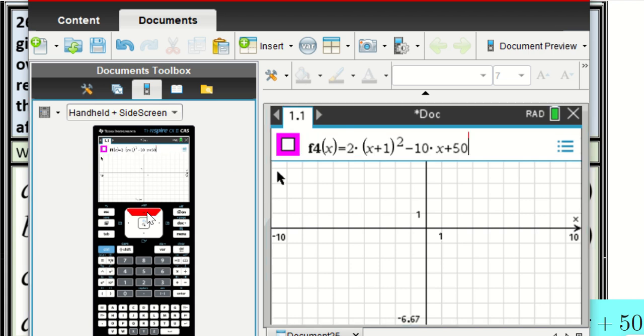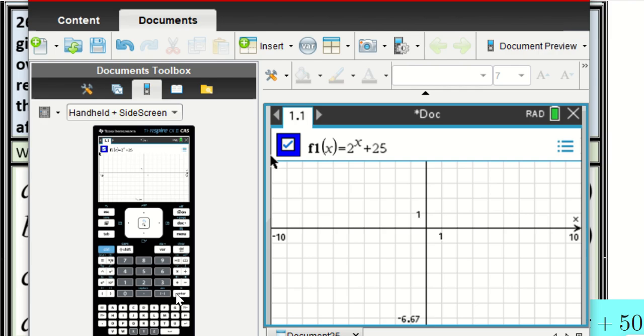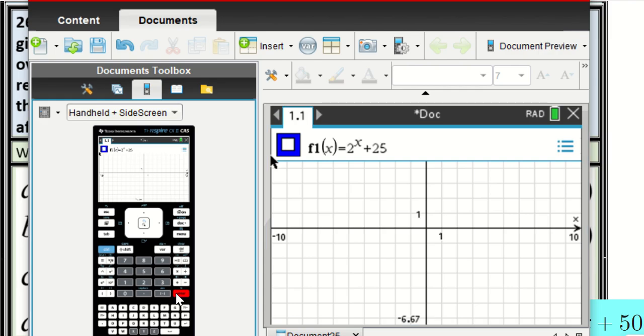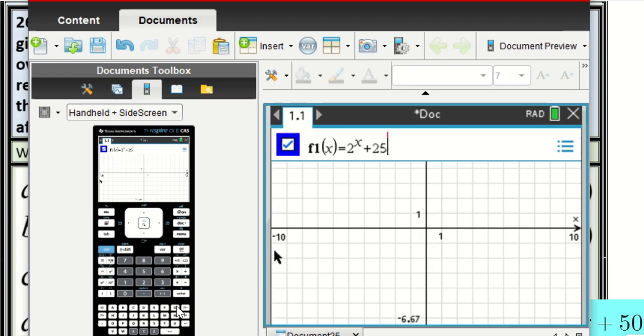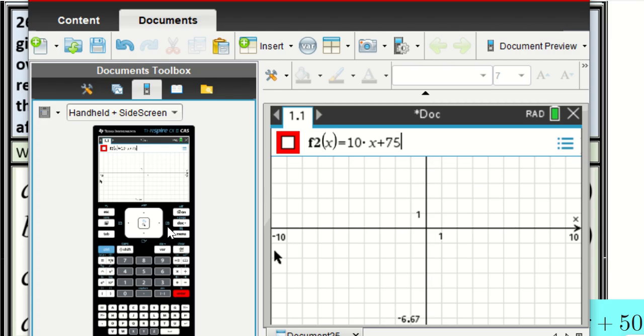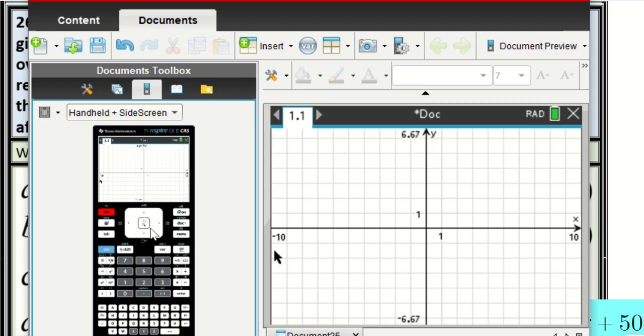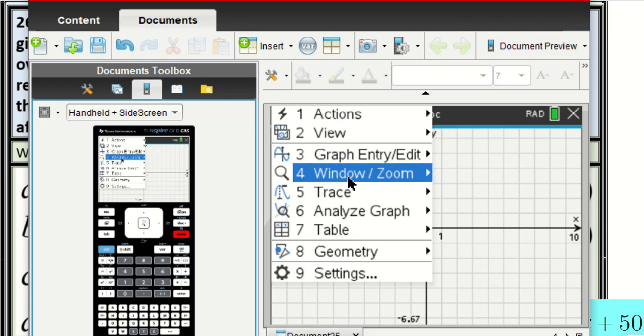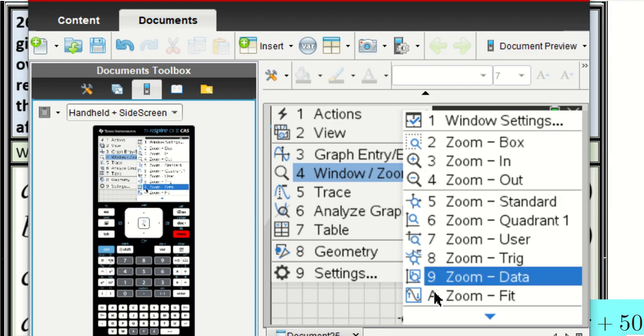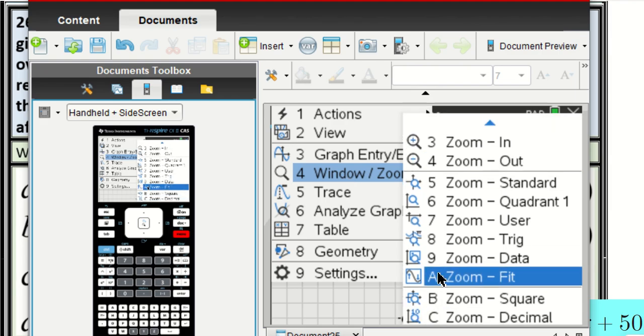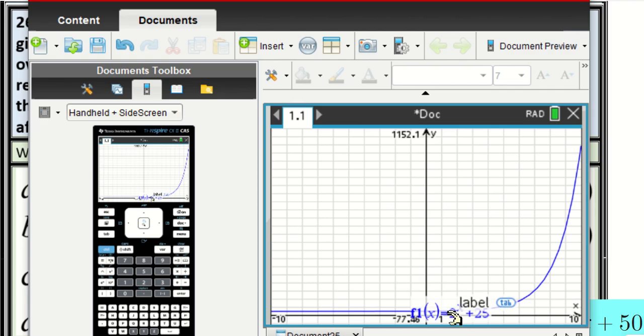Now, my very first graph I have is 2x plus 2 to the x plus 25. So when I graph this function, nothing happens. The reason, my window only goes up to 6. So I'm going to press zoom fit and get a good look at this graph. You see how it starts off really low and then it just takes off.